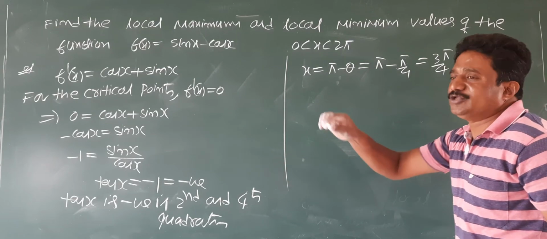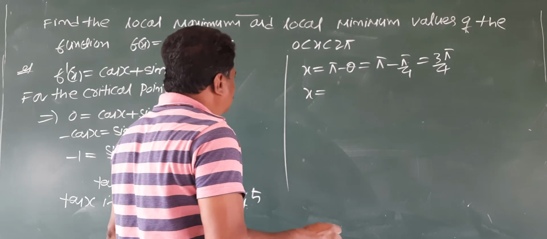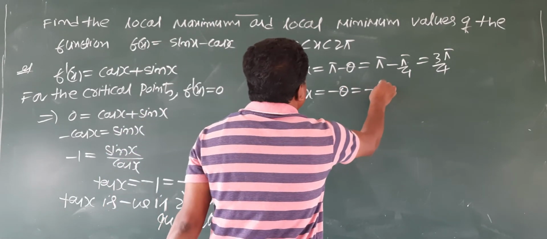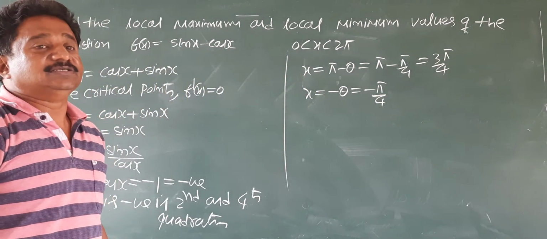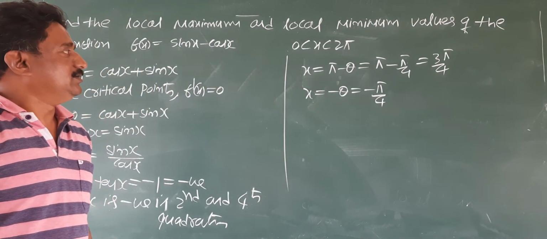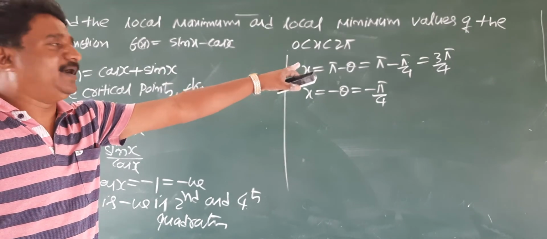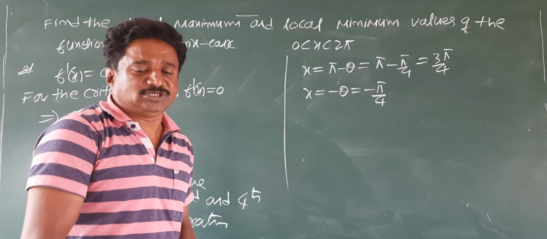Let us go for the fourth quadrant angle. X is equal to, so write minus theta, that is minus pi by 4. Fourth quadrant angle, so negative angles. This is minus theta, it belongs to the fourth quadrant. So we got two critical points, students.